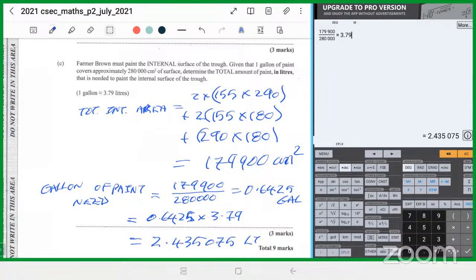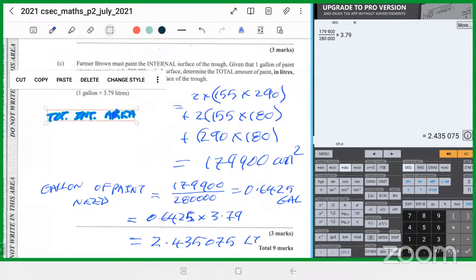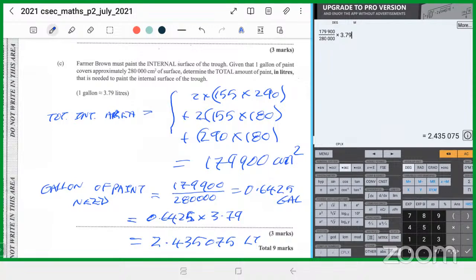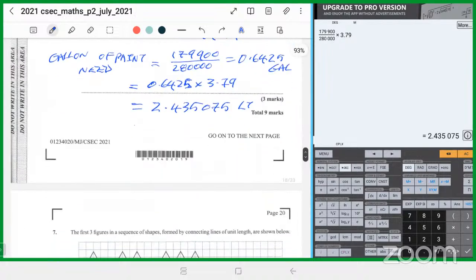All right, let me shift this over here. Put an equal sign there and put a bracket around this total that we worked out. That's the total surface area internally. Total internal surface area is this. All right, let's continue. That question is done.